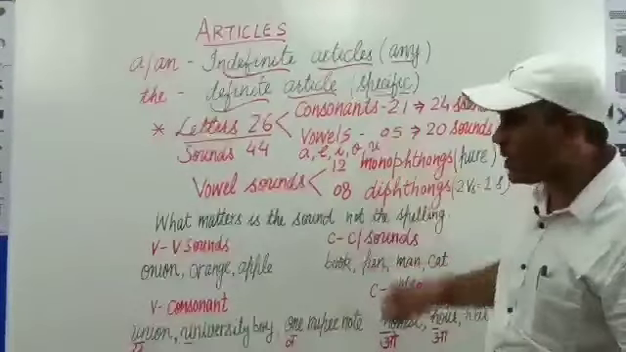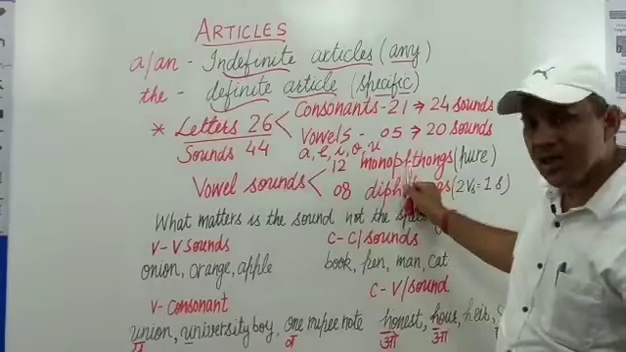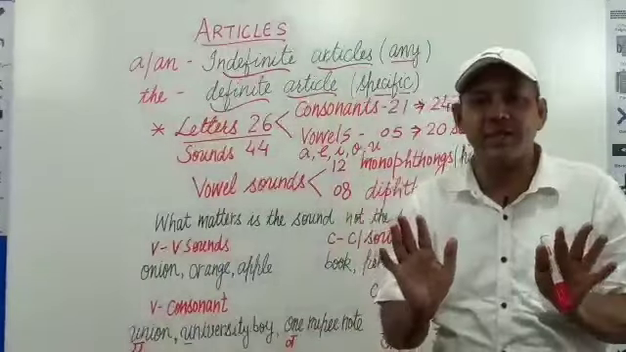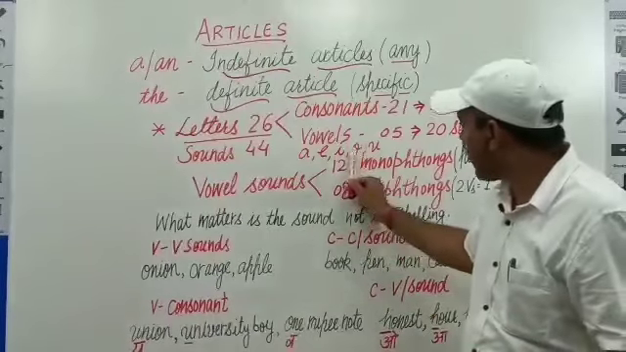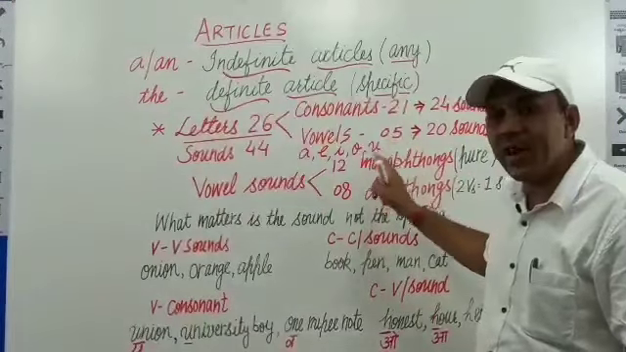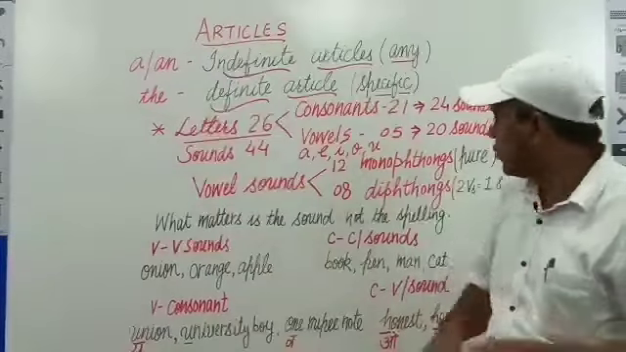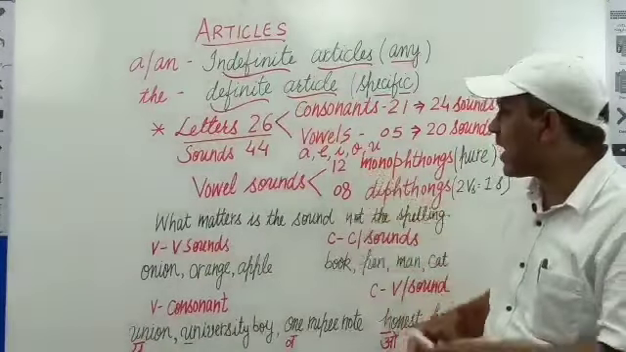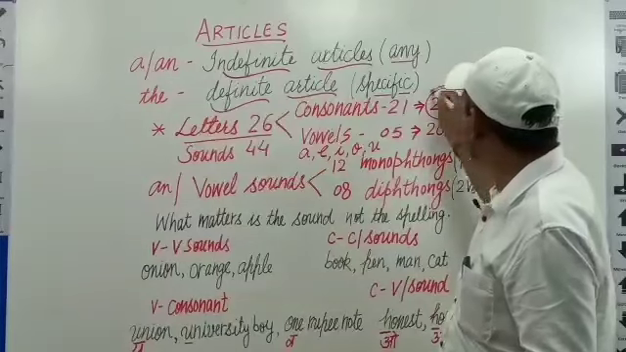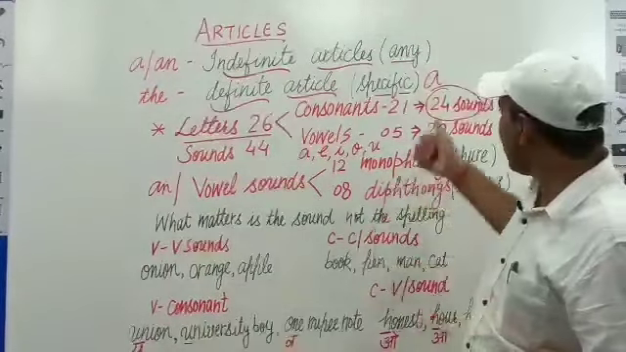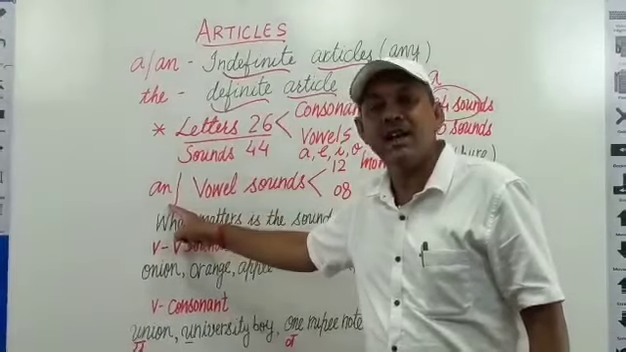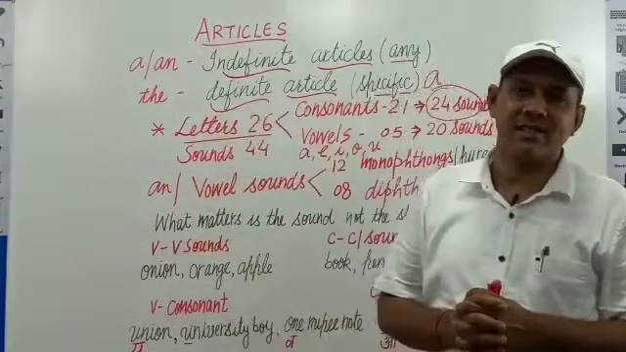Out of these 20 sounds, there are 12 monophthongs and 8 diphthongs. You don't need to go into much detail about this. You have to understand that these 5 vowels produce 20 sounds. It means we have to identify the sound produced by the vowel. Before these 20 vowel sounds, we use an as an article. And before these 24 consonant sounds, we use a.